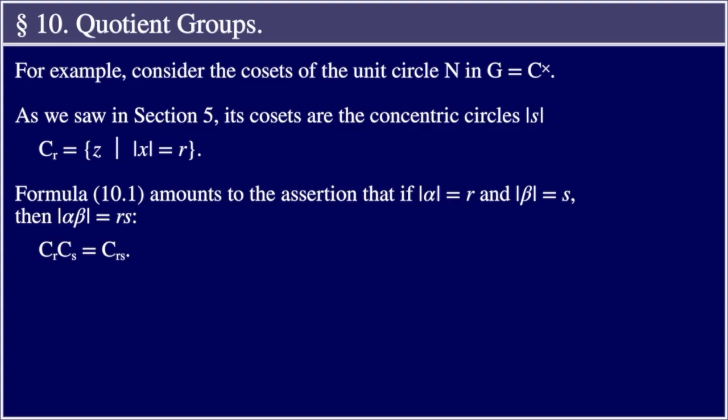For example, consider the cosets of the unit circle N in G equals C*. As we saw in section 5, its cosets are the concentric circles C_r equals the set of z such that the absolute value of z is equal to r. Formula 10.1 amounts to the assertion that if the absolute value of alpha is equal to r and the absolute value of beta is equal to s, then the absolute value of alpha beta is equal to rs. C_r times C_s equals C_rs.